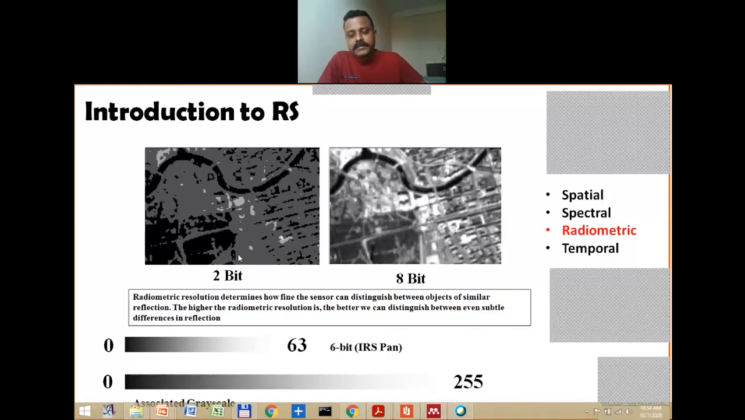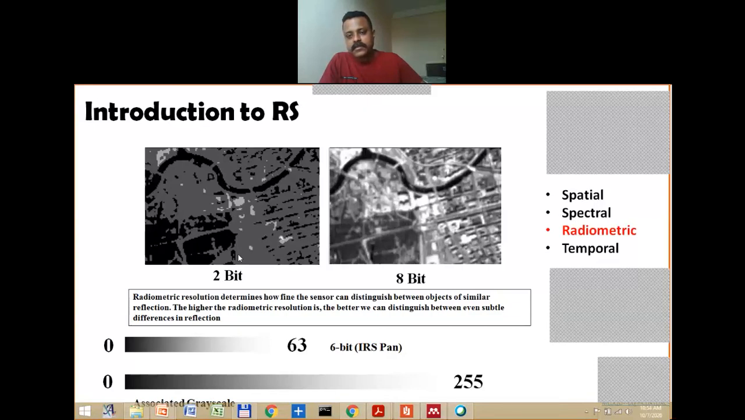For example, on the left hand side of the screen, you are using a sensor which can capture 2-bit information. On the right hand side of the screen, it is the same place, but we are using a sensor which can capture information on an 8-bit scale. So what is a 2-bit scale? What is an 8-bit scale?